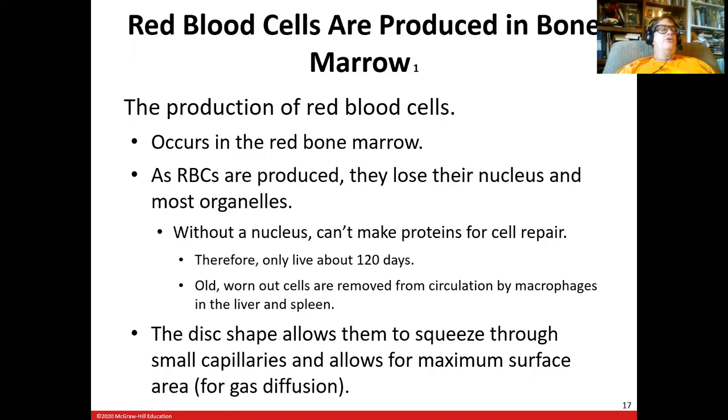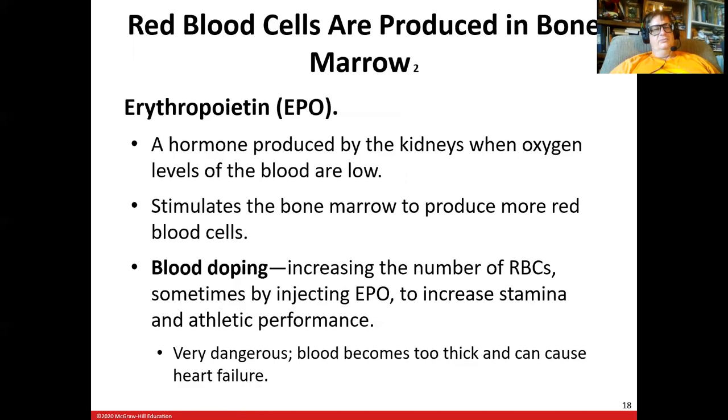As it gets older and stiffer, it has trouble wiggling through all those little capillaries. You don't want it to get stuck there. So instead, in the spleen, which is lots of twisty little capillaries, it gets caught, and then you have macrophages, the big eater white blood cells, come along and digest it. Okay, but the shape of red blood cells allows them to squeeze through capillaries, and it gives a lot of surface area for the gas exchange.